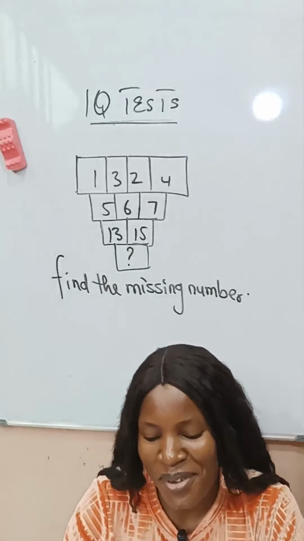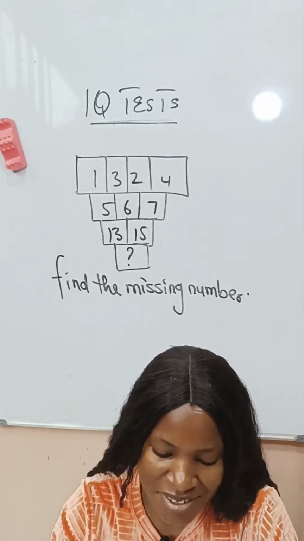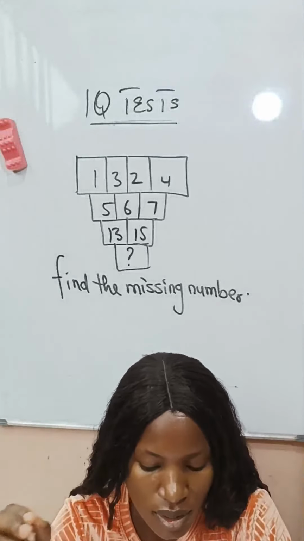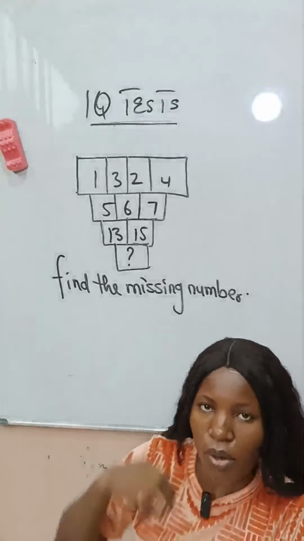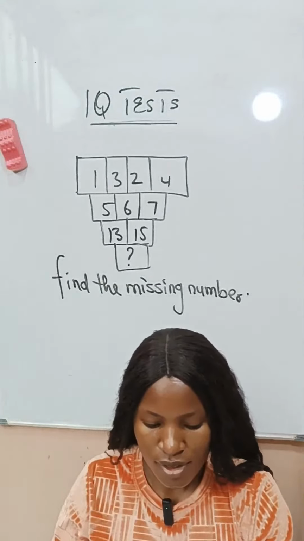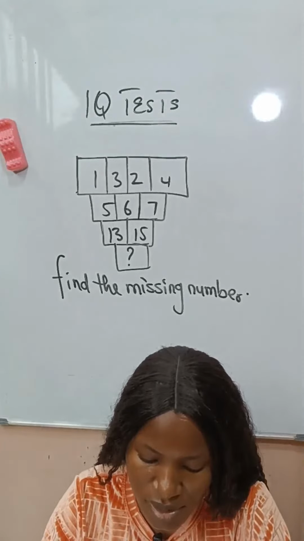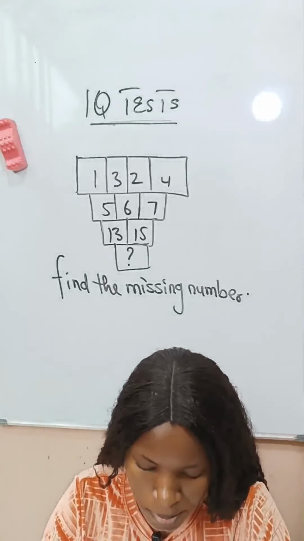Let's go, friends. We can do this. It's actually easy. Okay, let me not say it's easy. It's tricky. Yes, it's tricky, but we can do it. So let's go. What is the next? What is the missing number? Find the missing number.